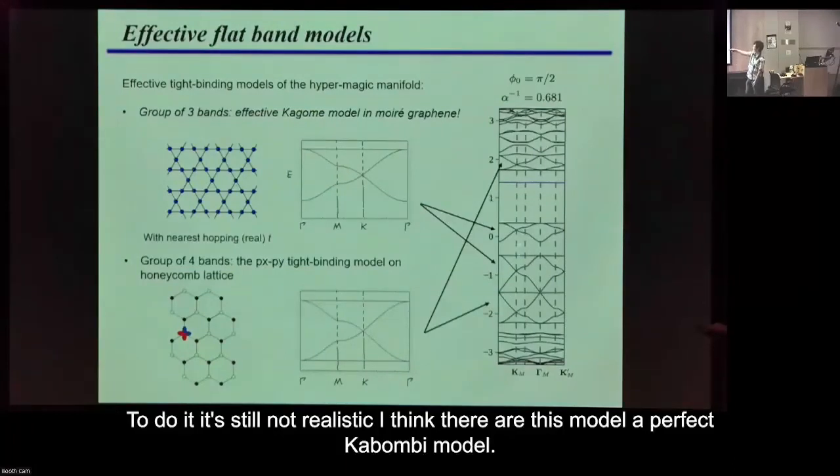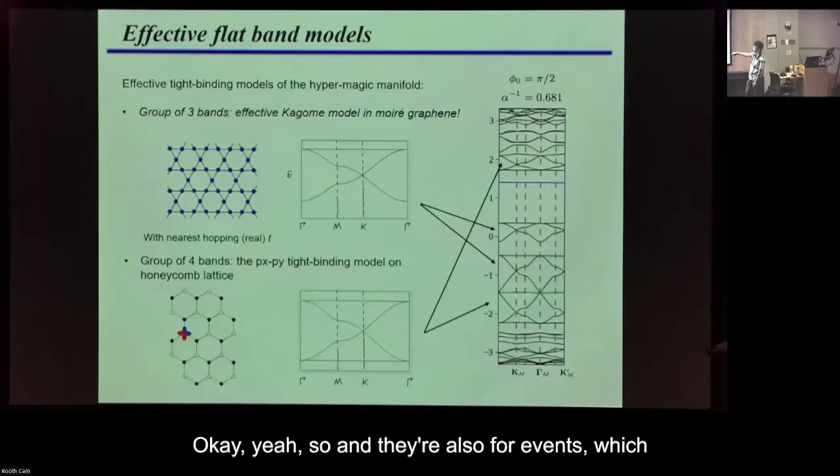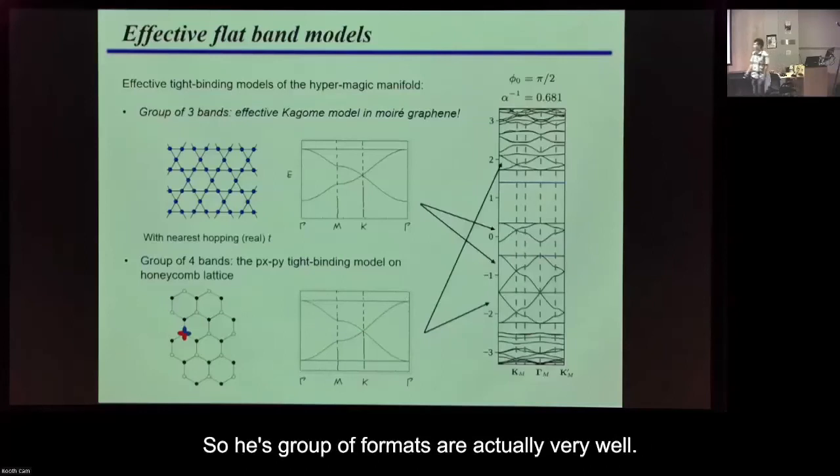And there is something more. These groups of three bands are in the Kagome tower. And there are also groups of these four bands, which you already saw in some earlier talks, in Andrew's talk. This group of four bands is more systematic, and here it is flatter. You can see this group of four bands comes from these three bands. These four bands very well approximate the tight-binding model with a band structure like this, known as the px-py tight-binding model on honeycomb arrays. Basically, you again get perfect flat bands.